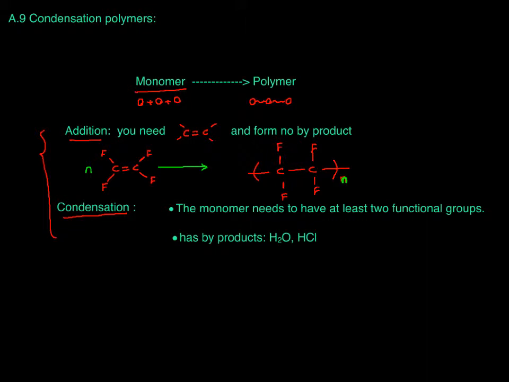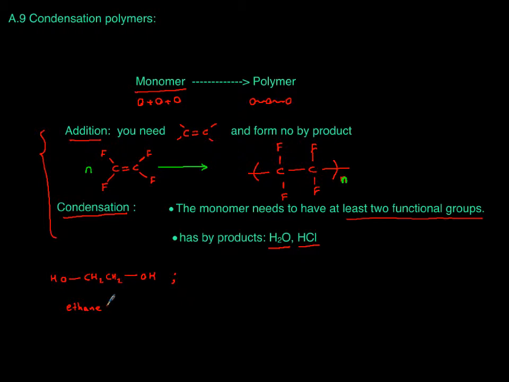Now, condensation polymerization: the monomer, rather than a carbon-carbon double bond, needs to have at least two reactive functional groups. And you usually have a byproduct. You condense or lose out H2O or HCl. For example, it could be something that has hydroxyl on both sides. So if I give you ethene diol, it looks like this, with two OH groups on both sides. So this is one example of that.